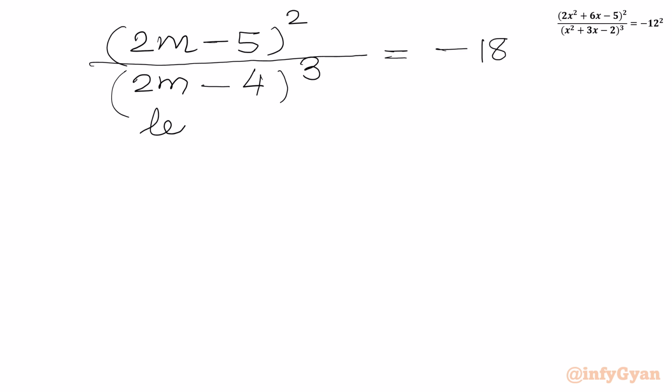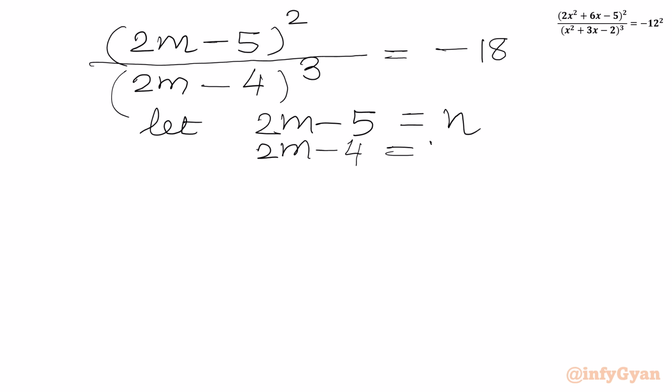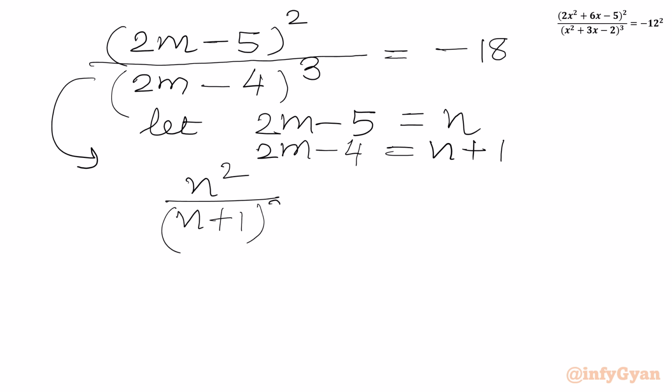Now we can use our substitution as per our steps. 2m minus 5 we will assume n. So I can write 2m minus 4 will be n plus 1. So I can write equation here n square over n plus 1 whole cube equal to negative 18.